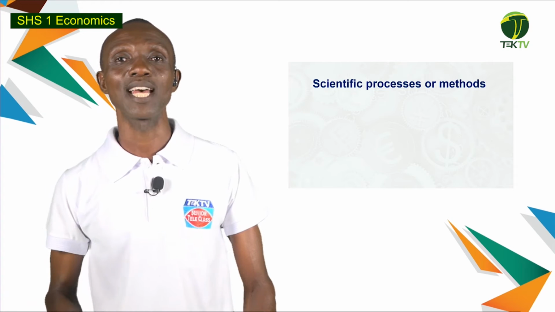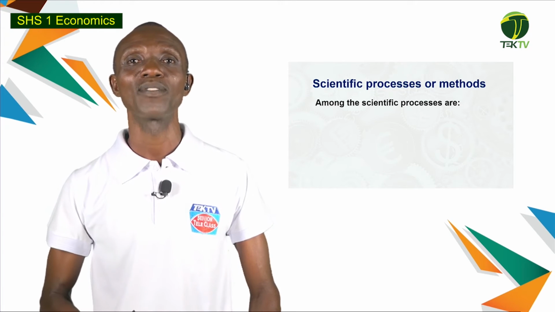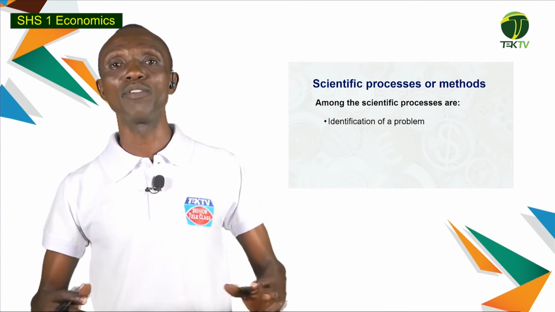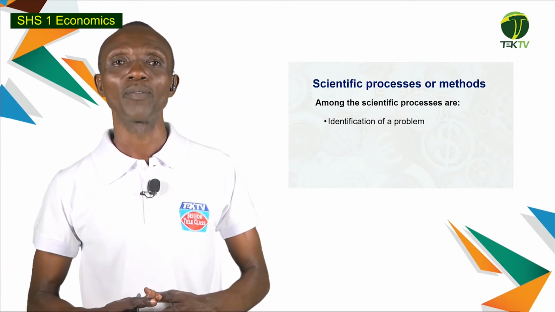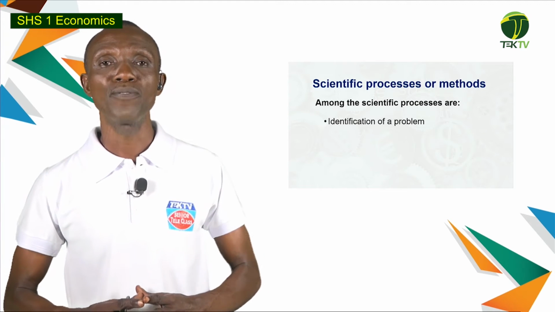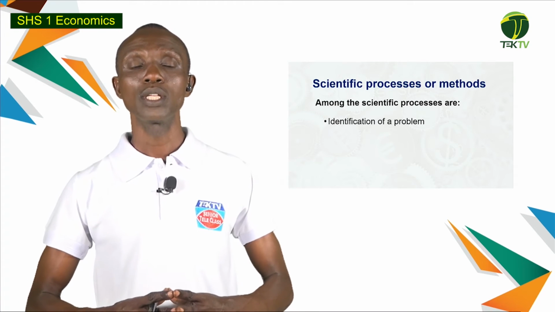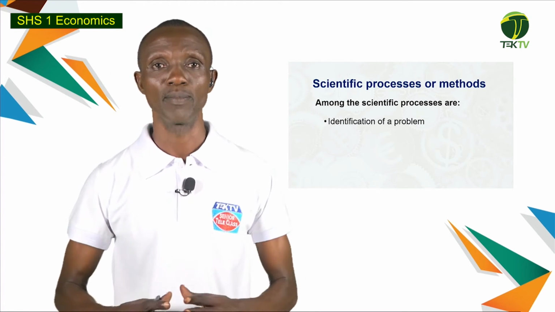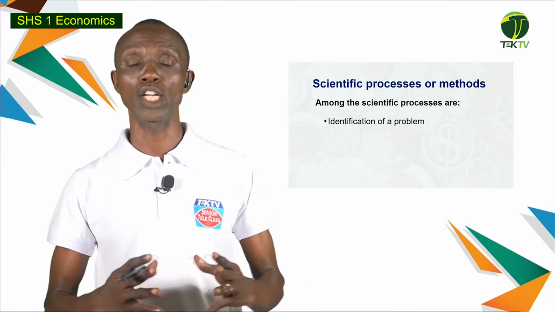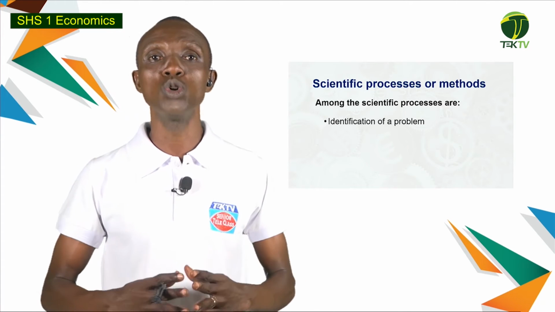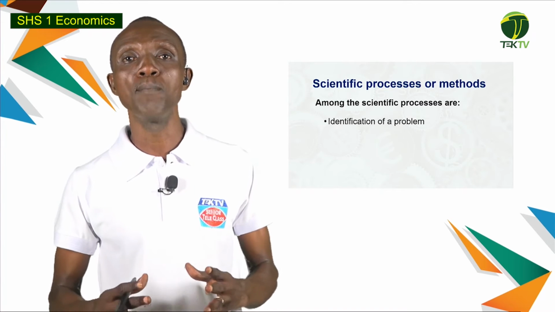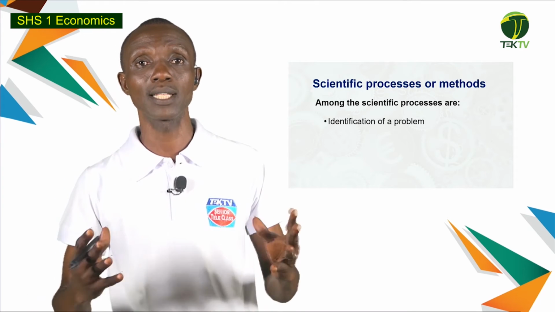So among the scientific methods or approaches is identification of a problem. Now, in the sciences, before they could conduct investigations to find solutions, there should first of all be a problem. And in economics too, an economic problem could be, why do people buy more of a particular commodity? Let's take, for instance, a phone.